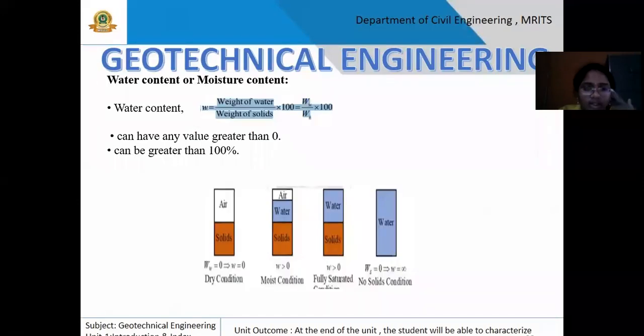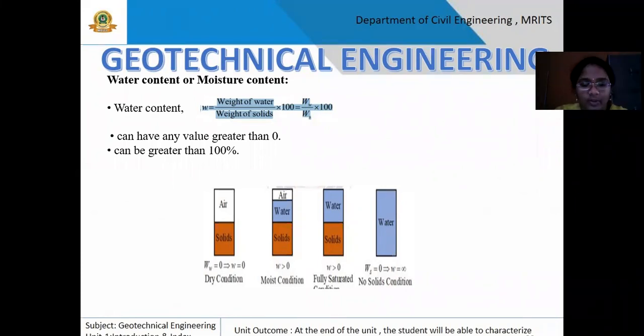So next is water content or moisture content. These both are synonymous words, which is of utmost importance throughout geotechnical engineering. Water content is the ratio of weight of water to the weight of solids. So in the given soil sample, what is the amount of water that is present when compared to the solids that are present in the soil.